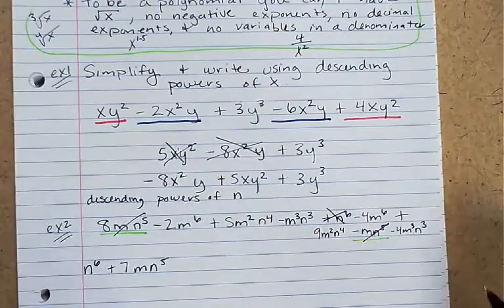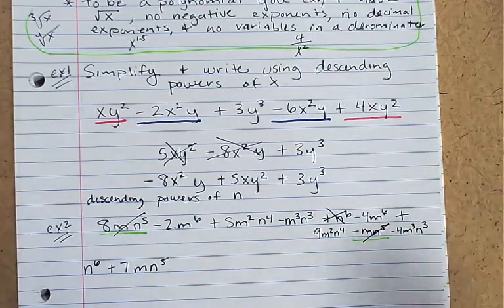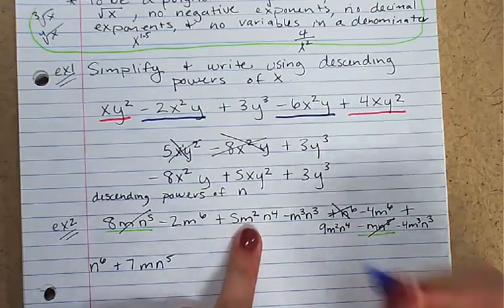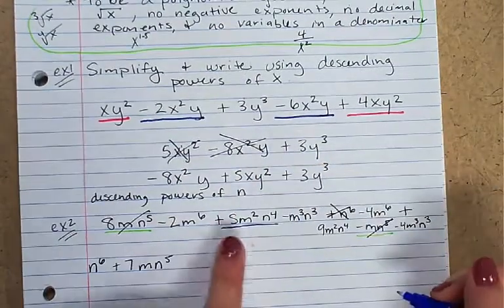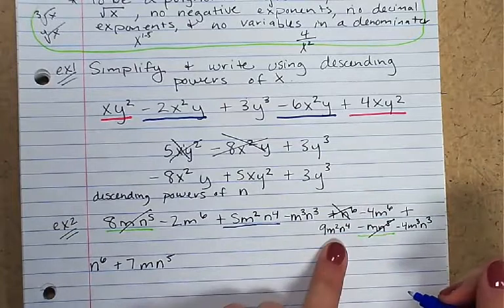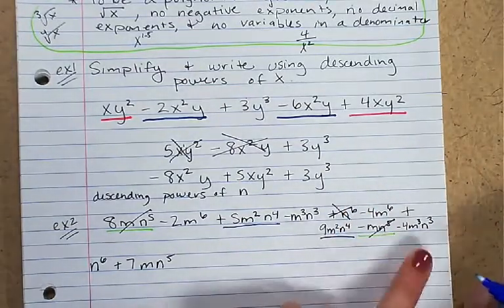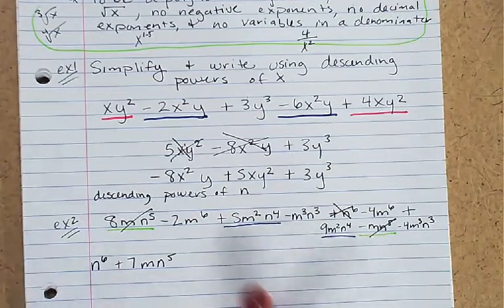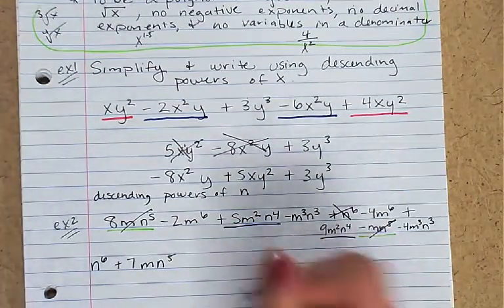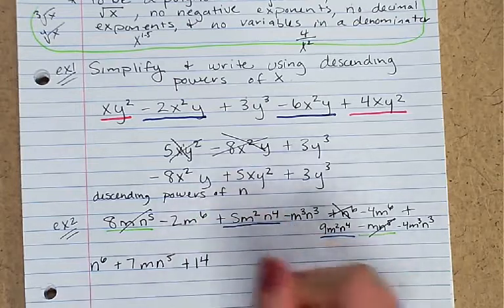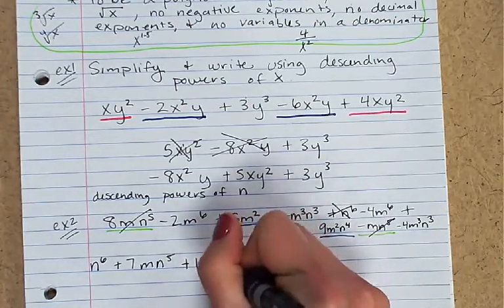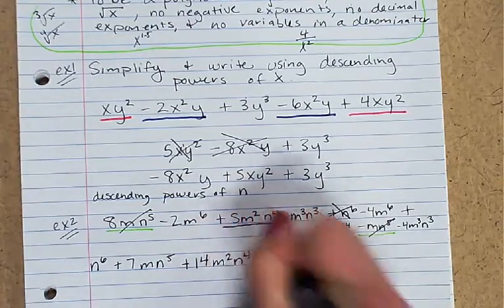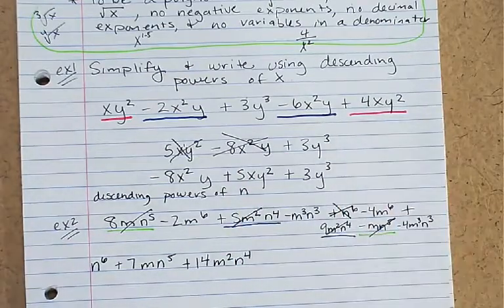So those are gone. Now let's back it down one more, n to the 4th. Got one there. Got one there. M squared n to the 4th. Perfect. So 5 plus 9 means I'm going to have a positive 14 m squared n to the 4th. 1 less than that, so we're at 4. Now we're going to go to 3.